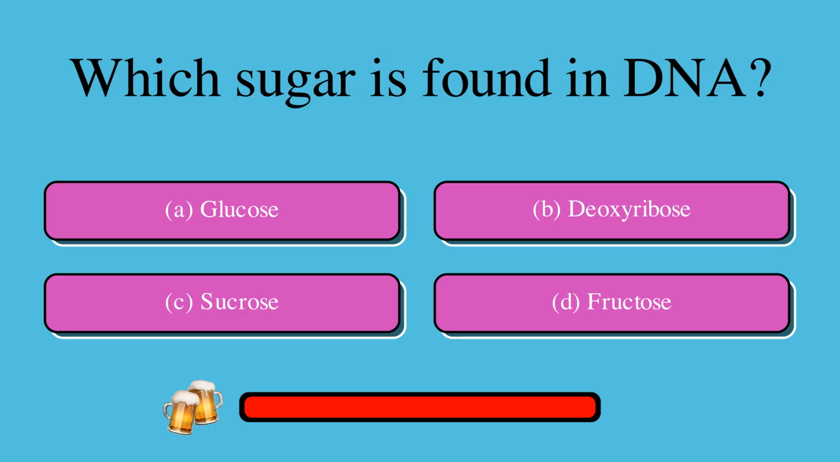Which sugar is found in DNA? Is it A, glucose, B, deoxyribose, C, sucrose, or D, fructose? The correct answer is B, deoxyribose.